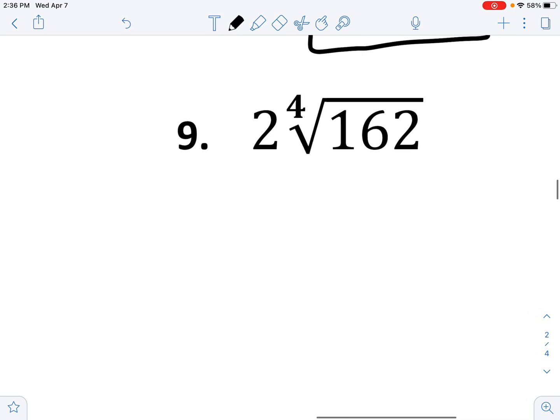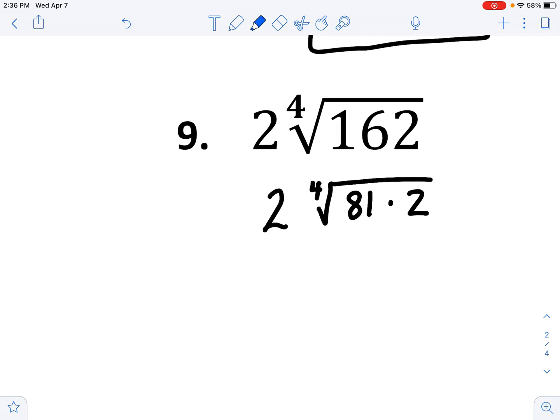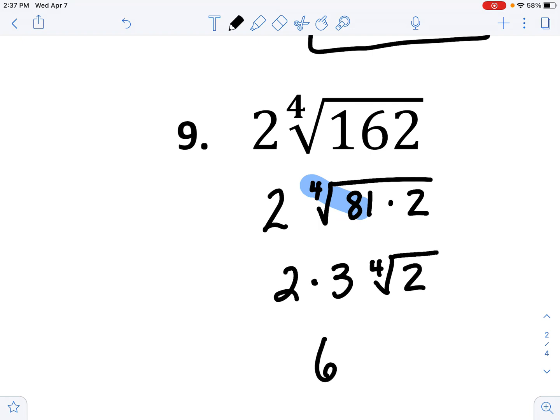Number 9, 162 is not a perfect fourth, but it has a perfect fourth factor, 81. So this would be 2, and then we do fourth root of 81 times 2. The fourth root of 81 is 3, so we would have 2 times 3, and then fourth root of 2. So that would be 6, fourth root of 2.